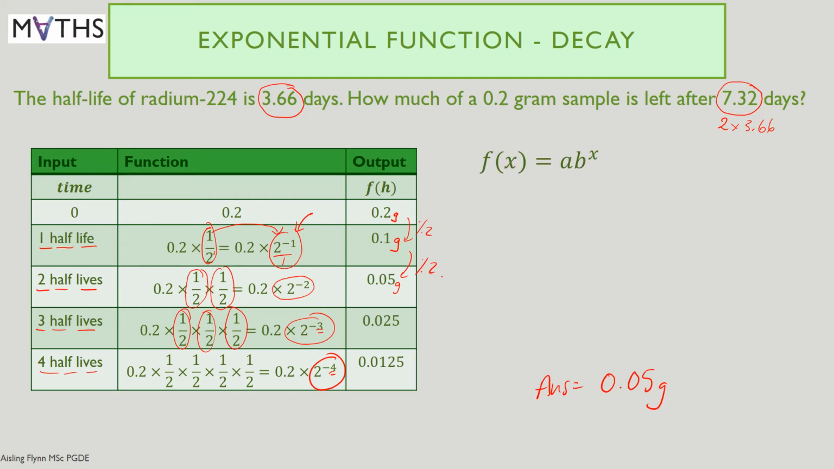Okay, our function, to write it in this form, f of x equals a multiplied by b to the power of x. Well, our function here, our a, which is our initial value, was 0.2 grams. I used h to signify how many half-lives. Okay, and the amount left is a function of how many half-lives. And so if you multiply 0.2 by 2 to the power of minus the half-lives passed, then you'll get your answer.